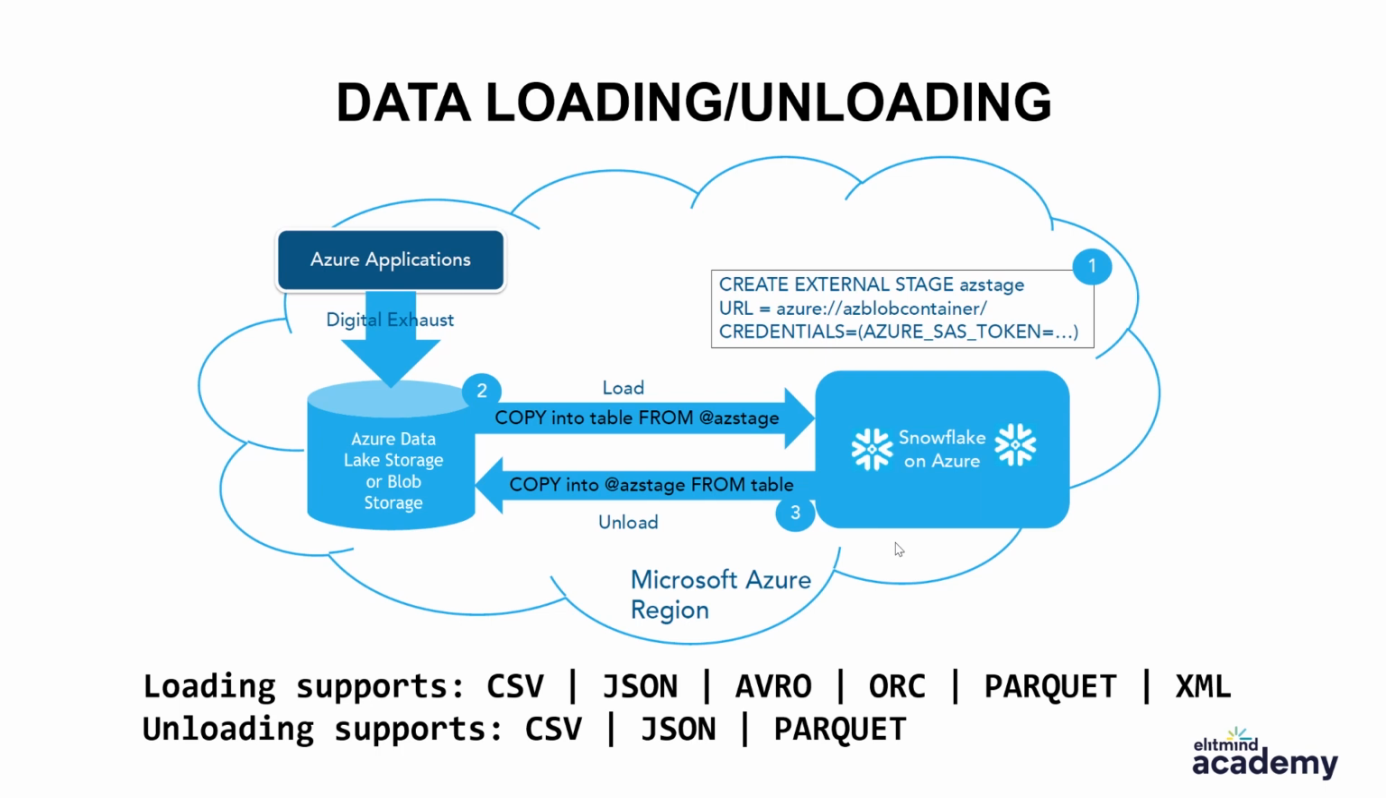Now, for unloading, you can use one of the 3 data formats: CSVs, JSON files, or Parquet. So be careful; you're not able to exchange the data in the same data formats as you can use for uploading the data into Snowflake. Now, let me show you how the process looks like from the user perspective.